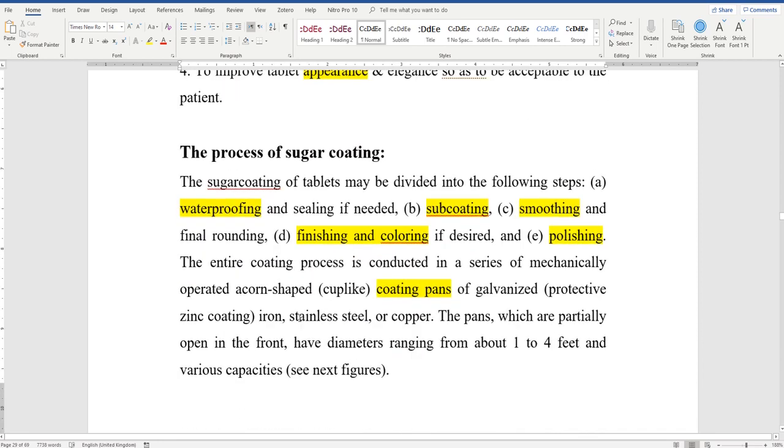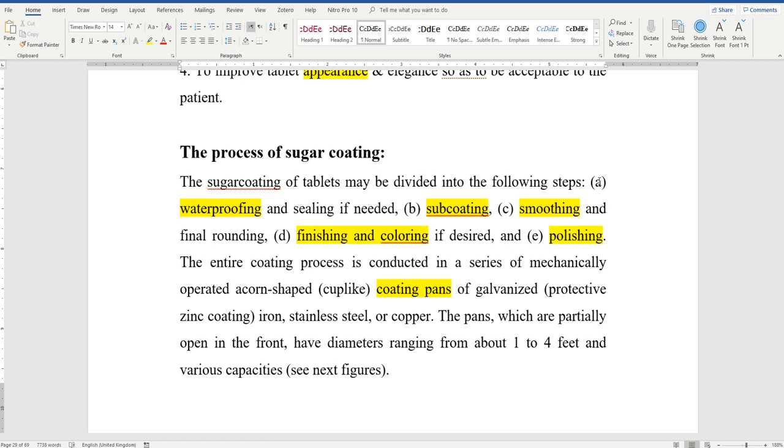Okay, let's talk about the process of sugar coating the tablets. Well, there are several steps, as you see here. A talks about waterproofing. But actually, prior to this, we must do dedusting. The first step is dedusting. And if you look back into the production of tablets, the last step in producing the tablets is dedusting. So that is the step after producing the tablets, we do dedusting.